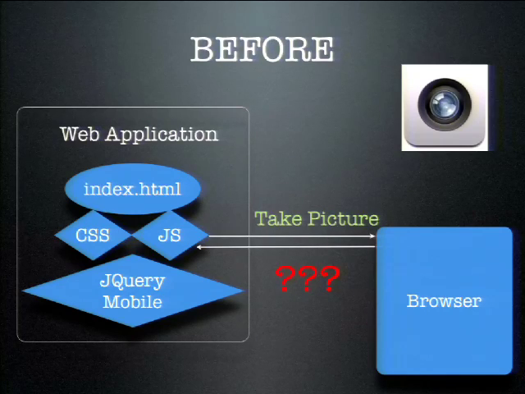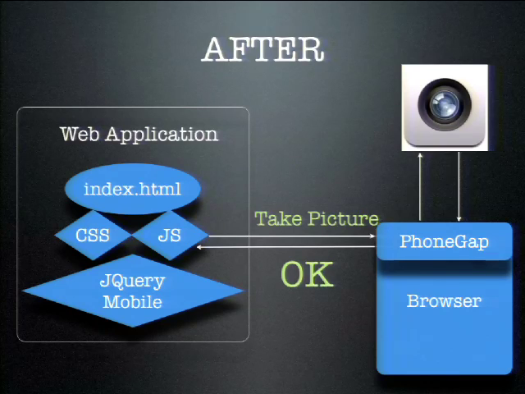We have written a JavaScript and it talks to the browser and says, hey browser, take a picture. And the browser answers, hey you, what's wrong with you? I can't take a picture, I don't know how to do that. And yeah, a browser can't take a picture at the moment. So this is where PhoneGap comes into play.